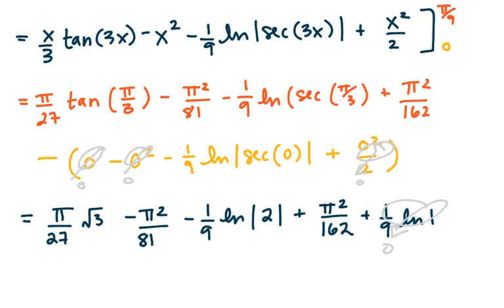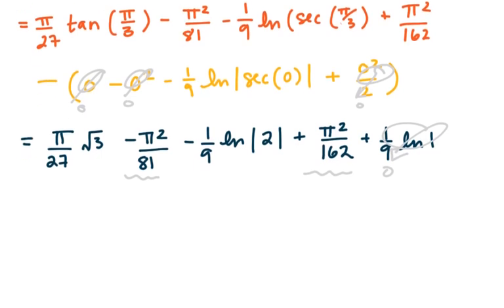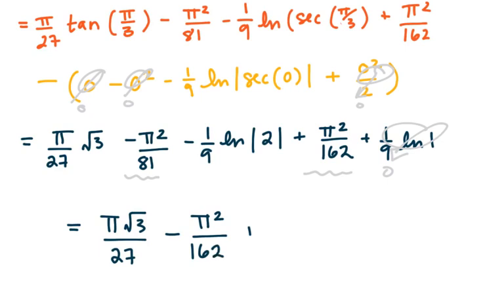So there are 2 terms left that I can add together. I can add these pi squared terms together, and negative 1 over 81 plus positive 1 over 162 gives us negative 1 over 162. So my final exact answer here is pi root 3 over 27 minus pi squared over 162, and then we would have minus 1/9 the natural log of 2.